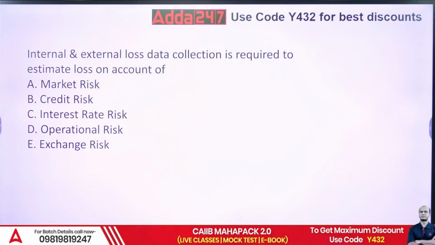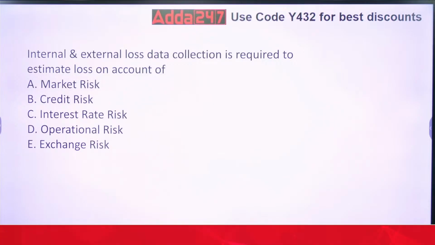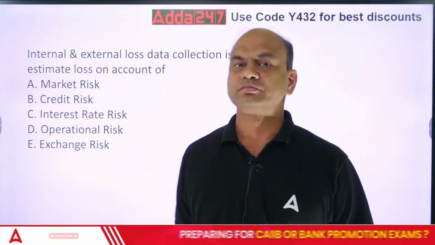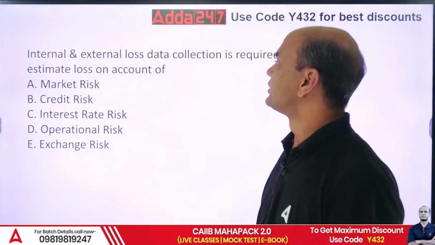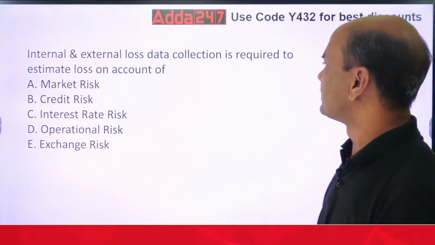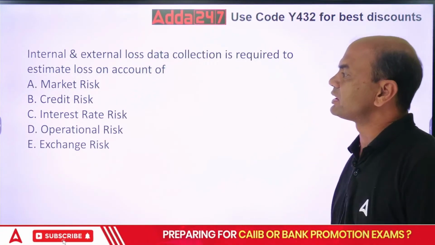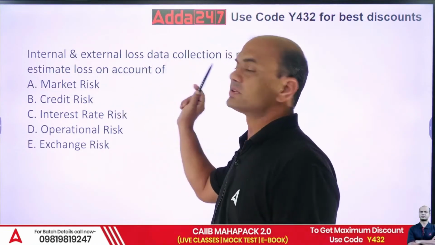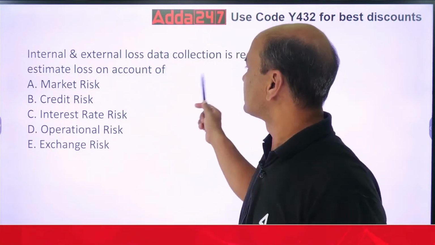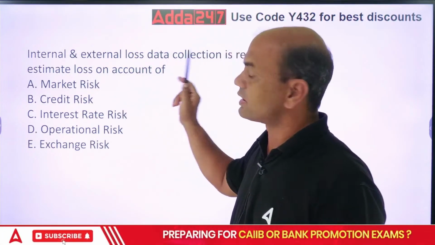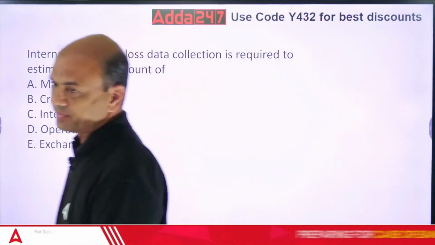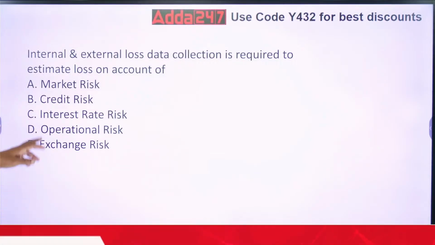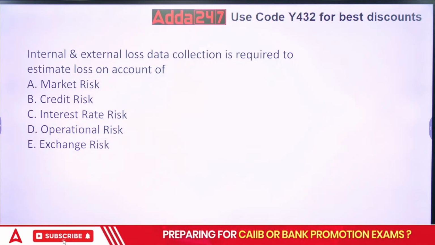So now let's cover the risk management part. First one: internal and external loss data collection is required to estimate a loss on account of. So internal and external loss data is required to estimate the loss on account of. Is it because of market risk, credit risk, interest rate risk, operational risk, or exchange risk?